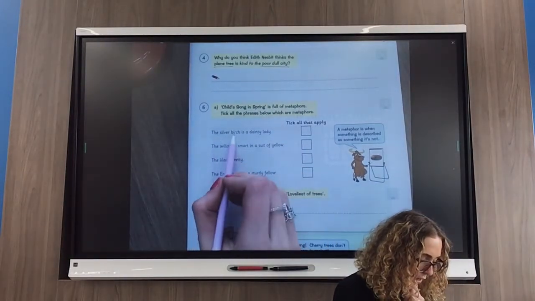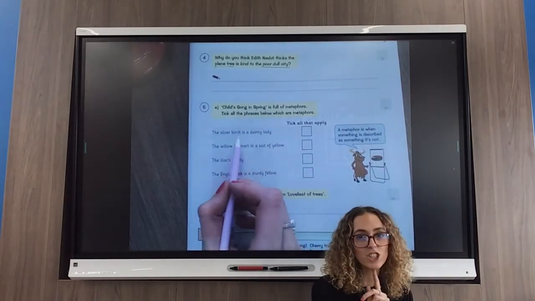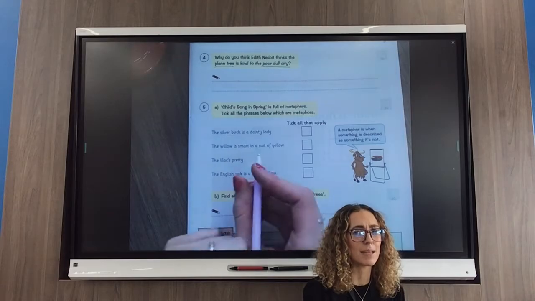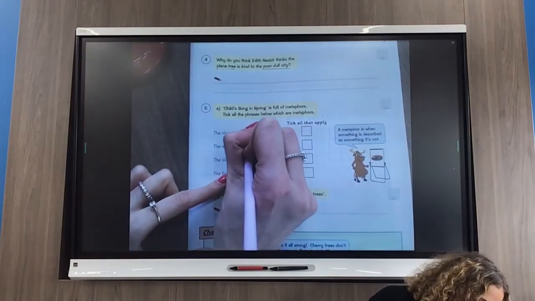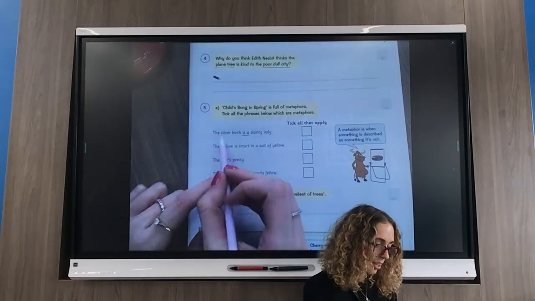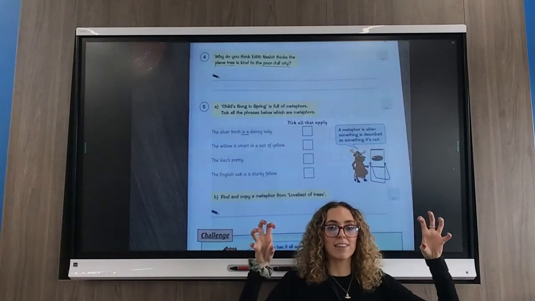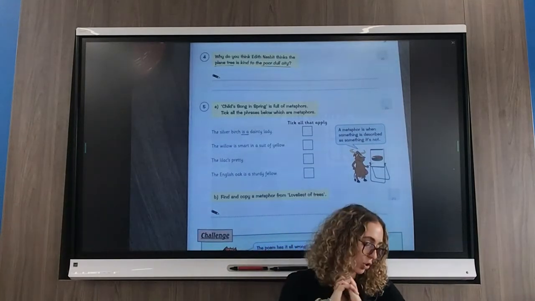The silver birch is a dainty lady. What important feature does this have to make me think this might be a metaphor? I've got 2 items, the silver birch and the dainty lady. And I've got is A. Okay, they're 2 completely different things and we are putting them together.